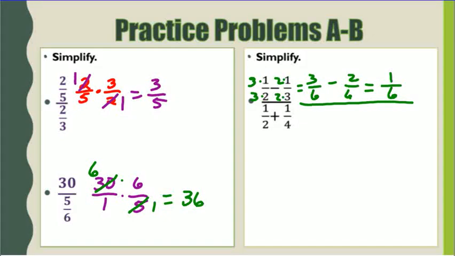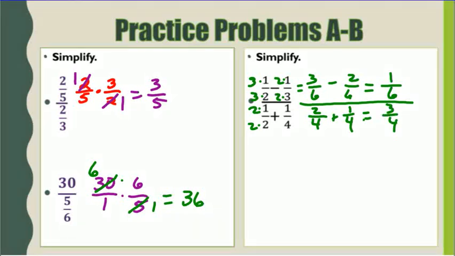The denominator, the common denominator of 4 and 2 is 4. 2 times 2 is 4, so 2 times 1 is 2. Plus, I already have 1/4. I already have 4 in the denominator, so I just write 1/4. 2/4 plus 1/4 is 3/4.